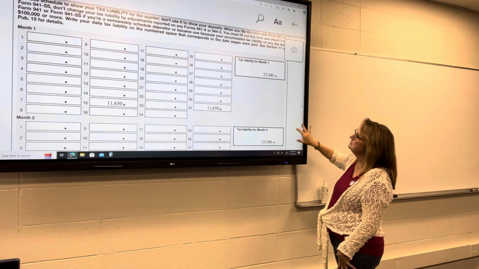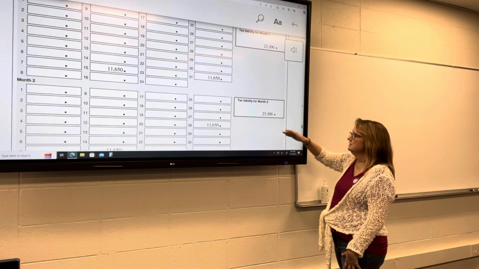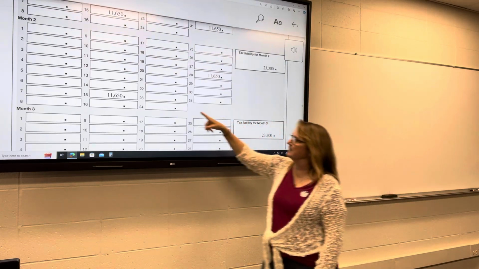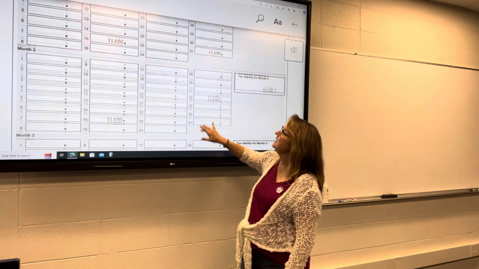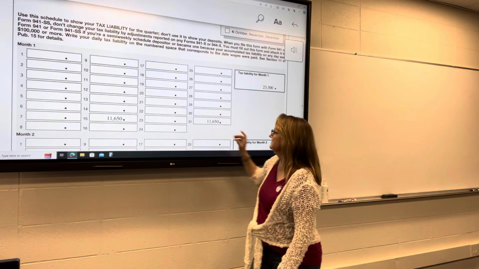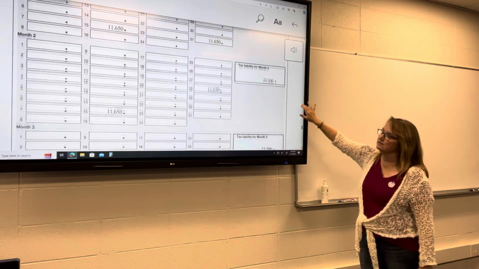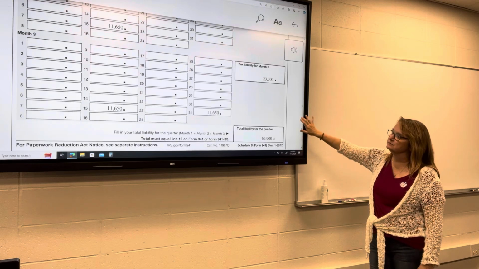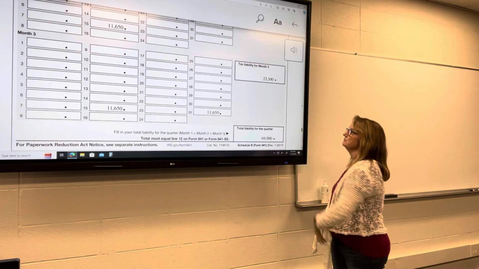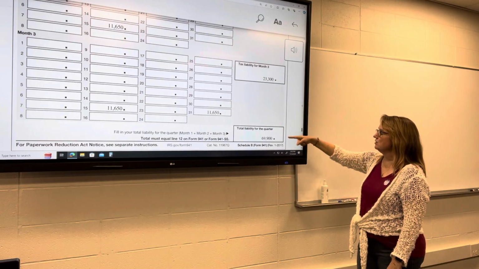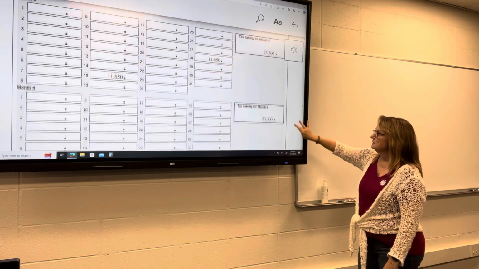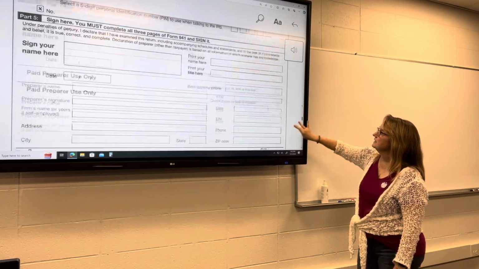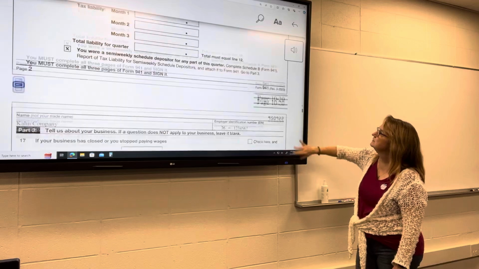So month 1, in this case, is January, February. So on here, they paid on the 15th and the 28th. Here they paid the 15th and the 31st. So obviously they pay on the 15th and the last day of the month. Again, tax liability, all of that's totaled. And then that's the amount then again that goes over.